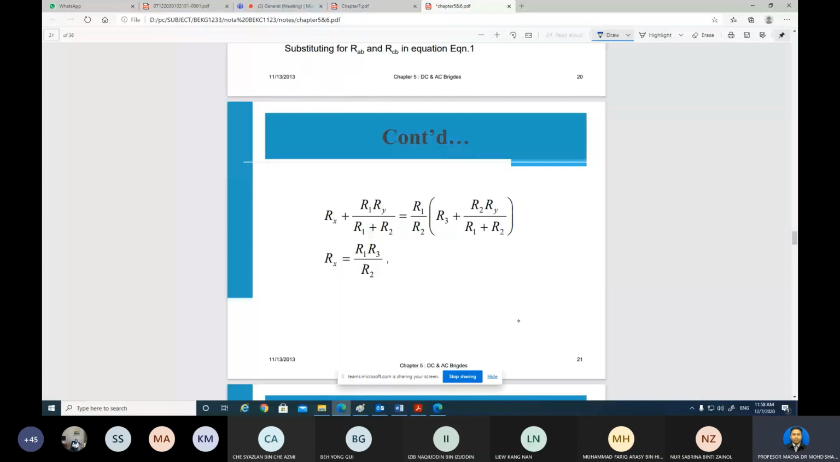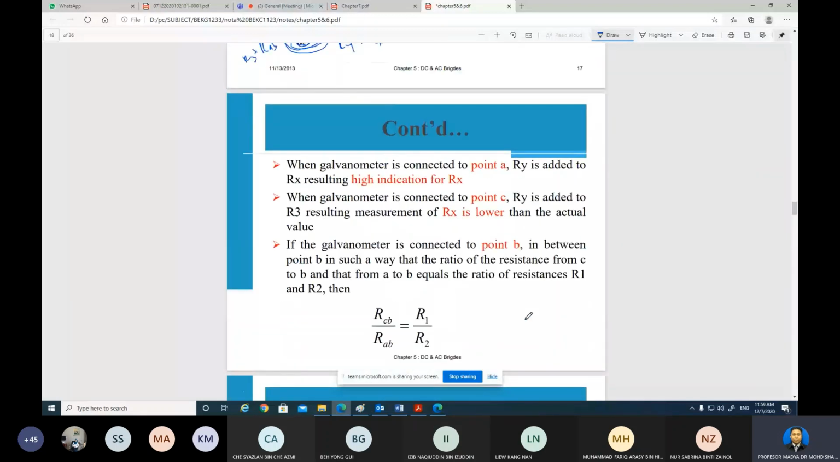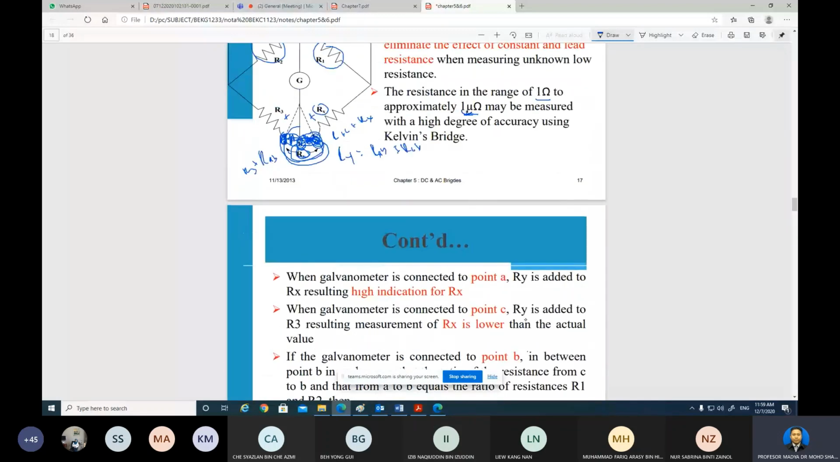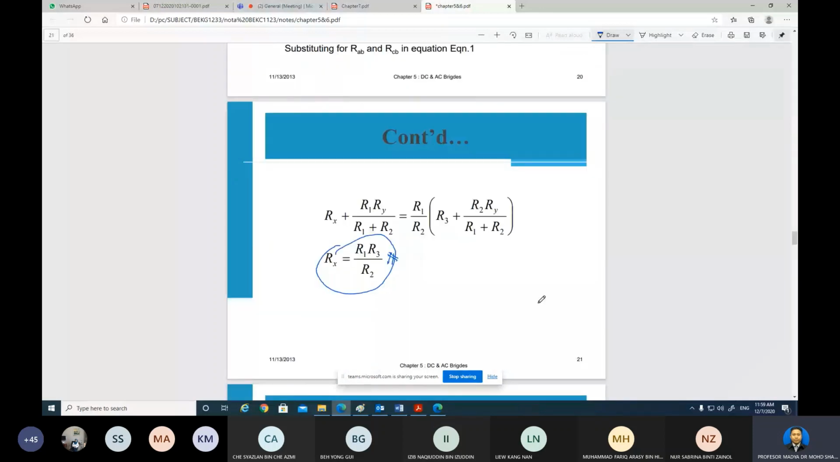Actually, this Rx is similar to a Wheatstone bridge. This formula is similar to the Wheatstone bridge. When we put the balance equation, that means we put a galvanometer on this part, on the B, so automatically at the end we get the formula for Rx equals R1 multiplied by R3 divided by R2. That is the last formula.